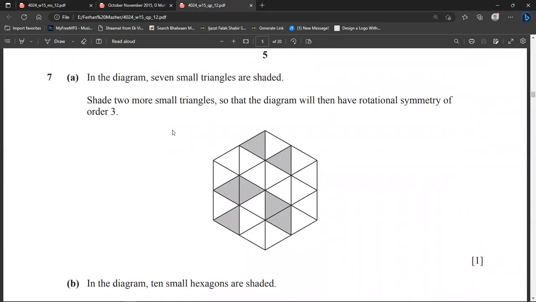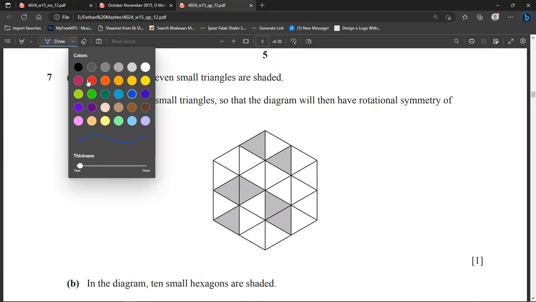Question number 5, he says, in the diagram, 7 small triangles are shaded. Shade 2 more small triangles so that the diagram will then have rotational symmetry of order 3. So the order of rotational symmetry should be 3. So every figure here should have, okay, 3 fans, 1, 2, and this should be shaded.